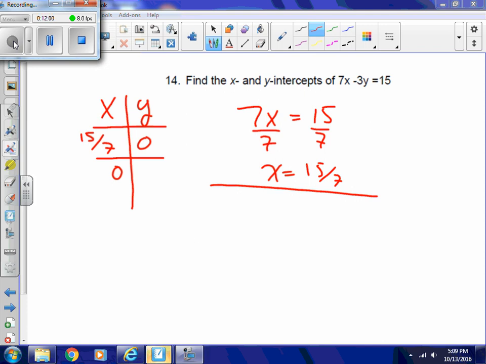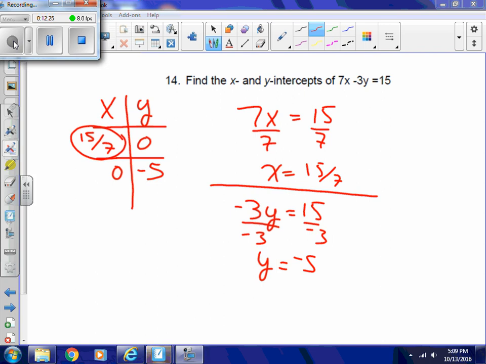Now to find the y-intercept, we will plug in 0 for x. When we do, be careful, you don't get 3y equals 15. You get negative 3y equals 15. Divide both sides by negative 3. And we see that y is negative 5 when we plug in 0 for x. So our x-intercept is 15 over 7, and our y-intercept is negative 5.